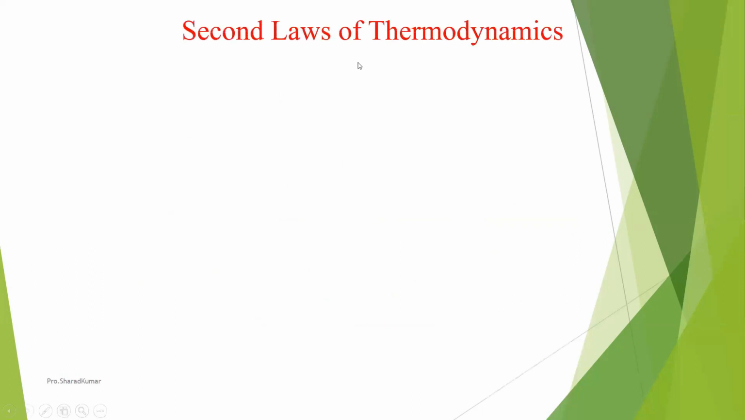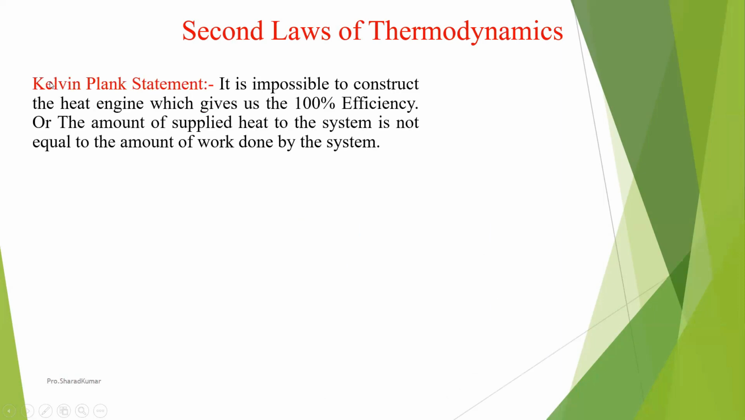So next we have the second law of thermodynamics. In the second law of thermodynamics, we have two statements. One is the Kelvin-Planck statement. Kelvin-Planck states that it is impossible to construct any heat engine which will give us 100% efficiency, or else the amount of heat supplied to the system is not equal to the amount of work done by the system, right?